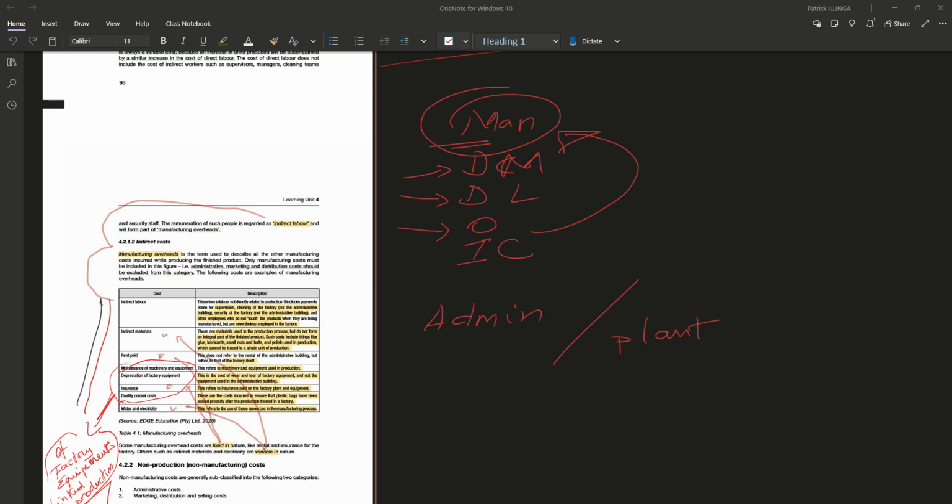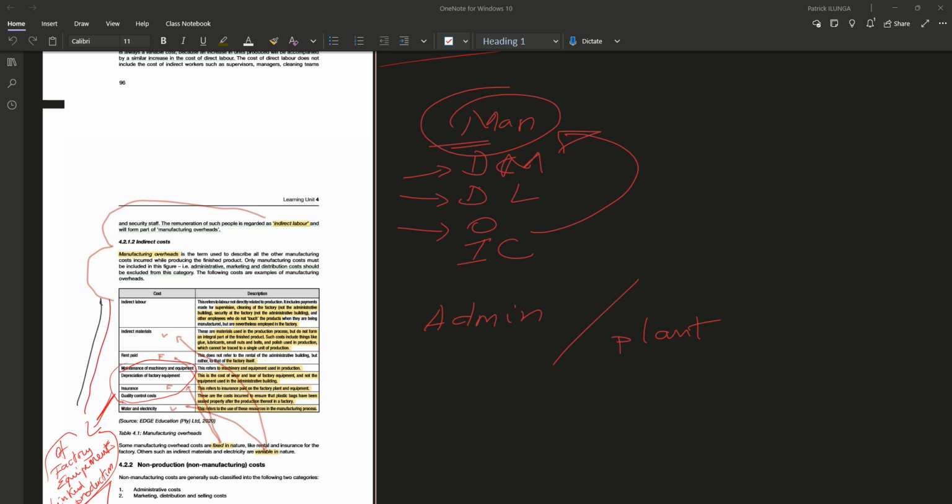So you must remember that these are still manufacturing costs. They are not outside the actual production or the manufacturing of the product. They are just not directly traceable. That's why we call them indirect, not directly traceable to the actual product that is being produced, or the finished product, right? So only manufacturing costs are to be included in this category.